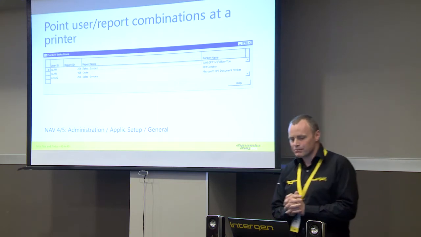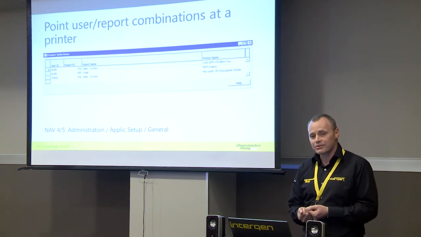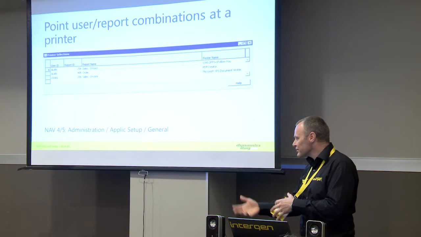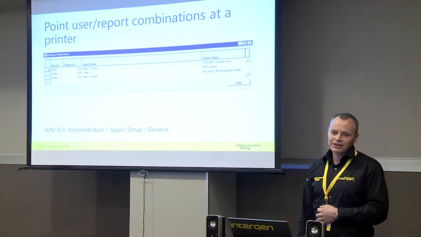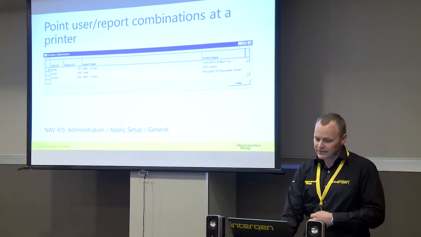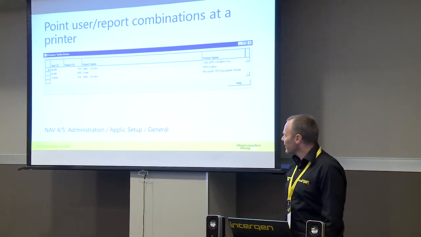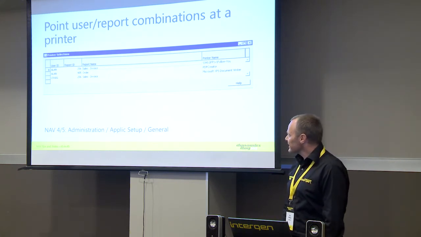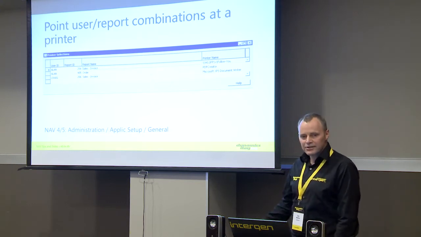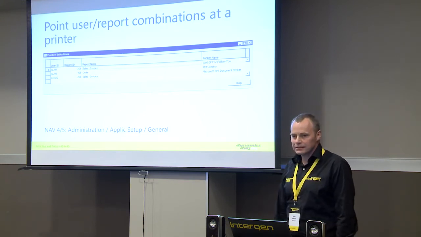Remember that we can point combinations of users and reports to different printers. So if we have a printer that's permanently got our purchase order stationery or our sales invoice stationery on it, we can configure this. This still applies in current versions. In my examples there, when user Alan prints a sales invoice, it goes to one printer. When Alan prints a sales order, it goes to another printer. And when Craig prints a sales invoice, it goes to yet another one.